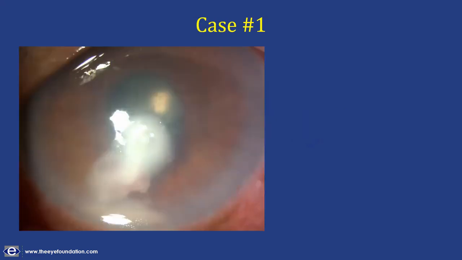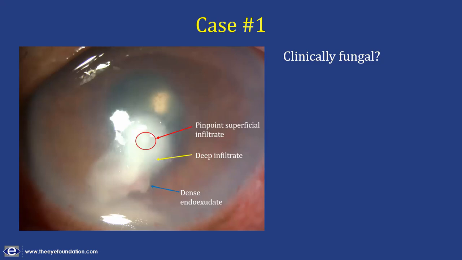So let's consider this case where there is a pinpoint superficial infiltrate, a rather deep infiltrate that is significantly more than the superficial infiltration, and a large amount of endoexudation that is also present. Now, from the features that one is familiar with, would you think that this could be fungal? There's a lot of deeper involvement, the propensity of fungi in general to have a vertical growth phase.